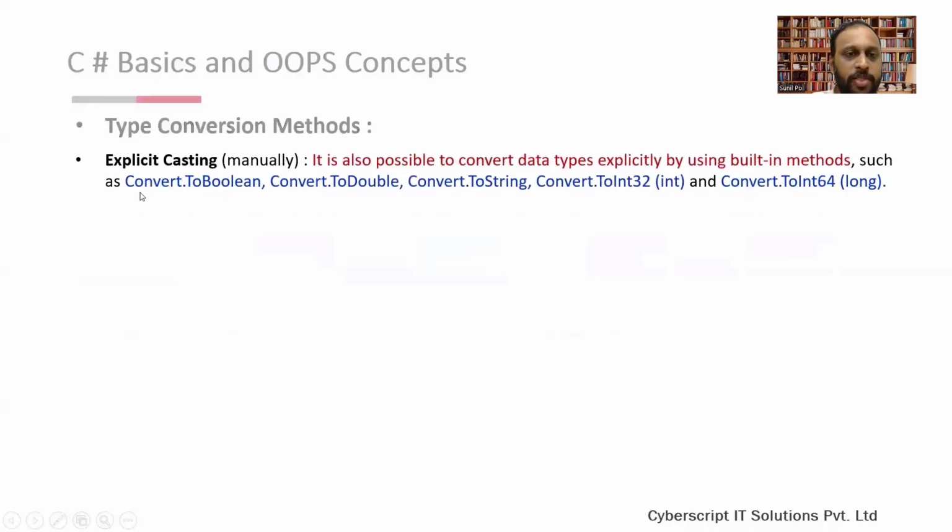So what are the explicit type conversion methods? In explicit casting, it is also possible to convert data types explicitly by using built-in methods. So C# provides some inbuilt classes and methods to convert data from one data type to another, such as Convert.ToBoolean, Convert.ToDouble, Convert.ToString, Convert.ToInt32, and ToInt64, that is nothing but long.